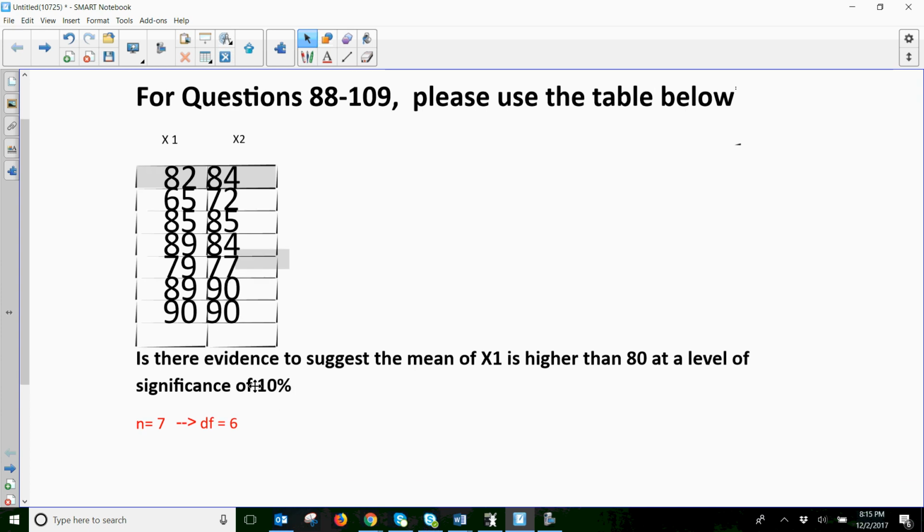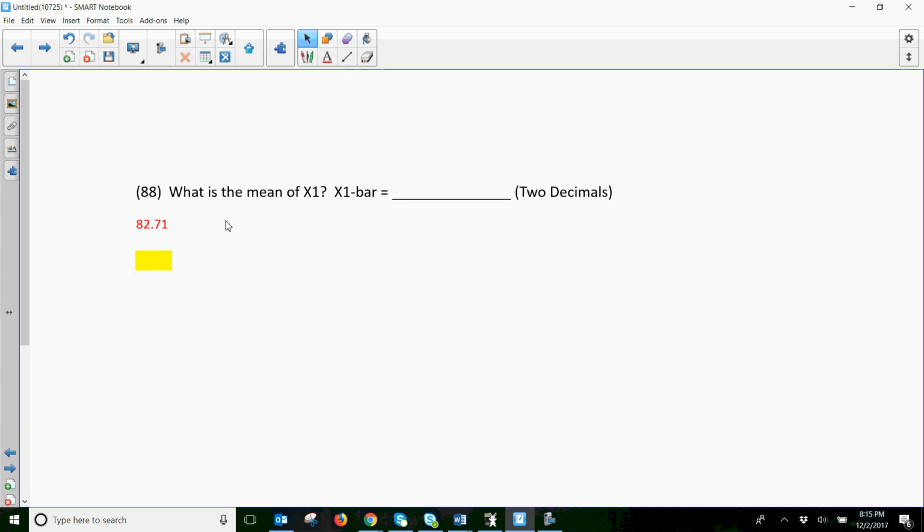So here it says, we have a list of x1 and x2. It says, is there evidence to suggest the mean of x1 is higher than 80 at a level of significance of 10% or 0.10? So the first thing we want to note is there are 7 numbers, so the degrees of freedom is 6. Okay. Now moving forward, it says, what is the mean of x1?